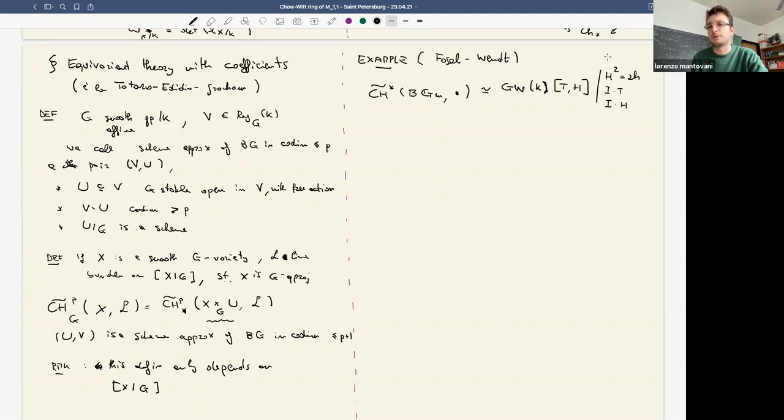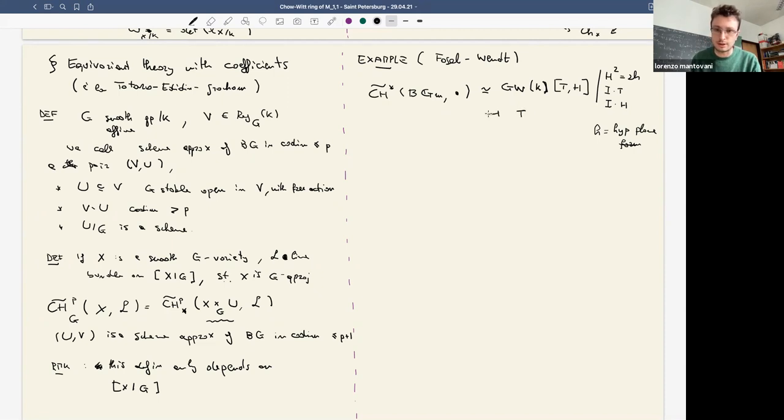So this is a sloppy way of writing that I'm taking the quotient by the ideal generated by H squared minus 2H, the ideal generated by all the products of elements of I times T, and also all the products of elements of I times H. I don't want to write the ideal generated by, because the notation is already heavy. And here, of course, H means hyperbolic form of dimension 2, so this is a hyperbolic plane.